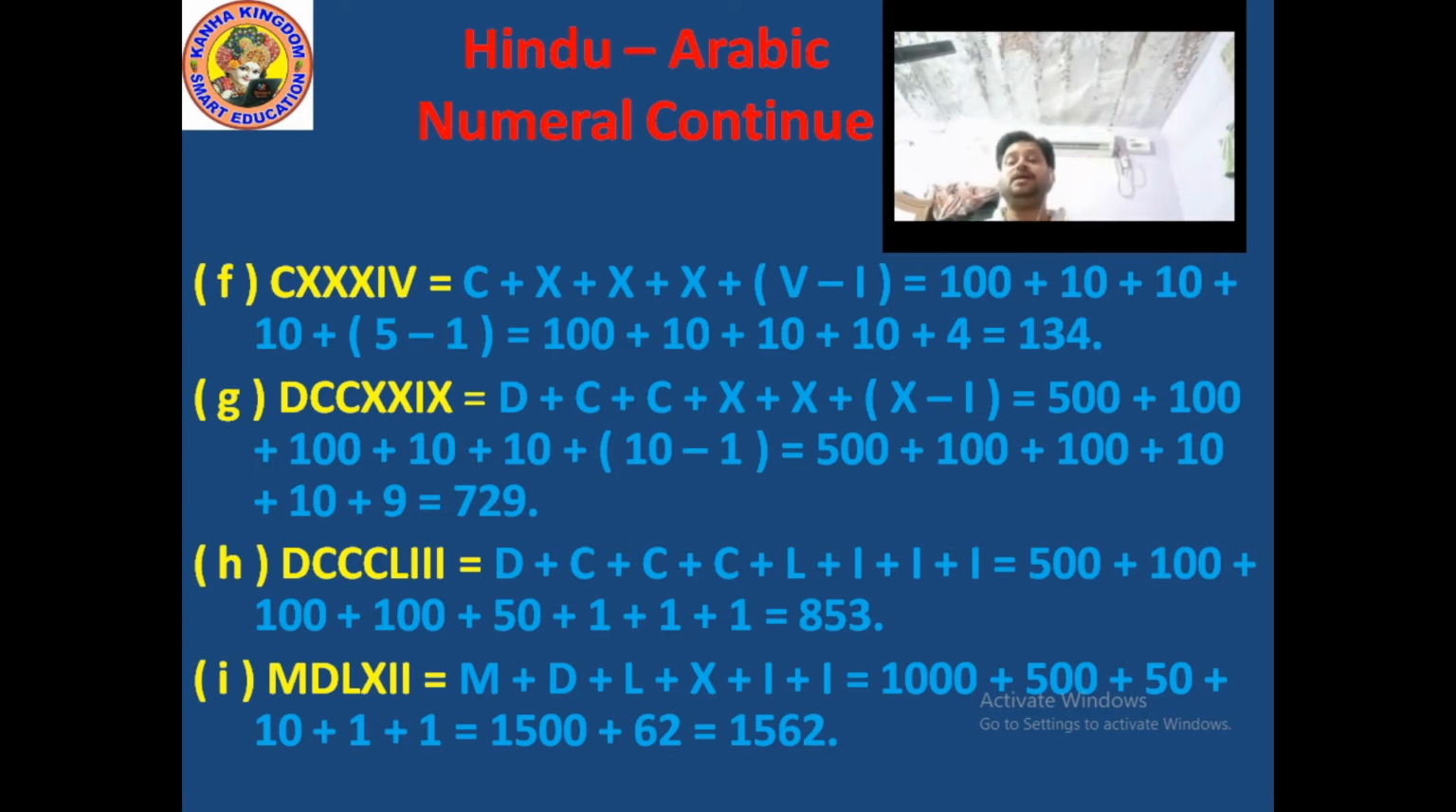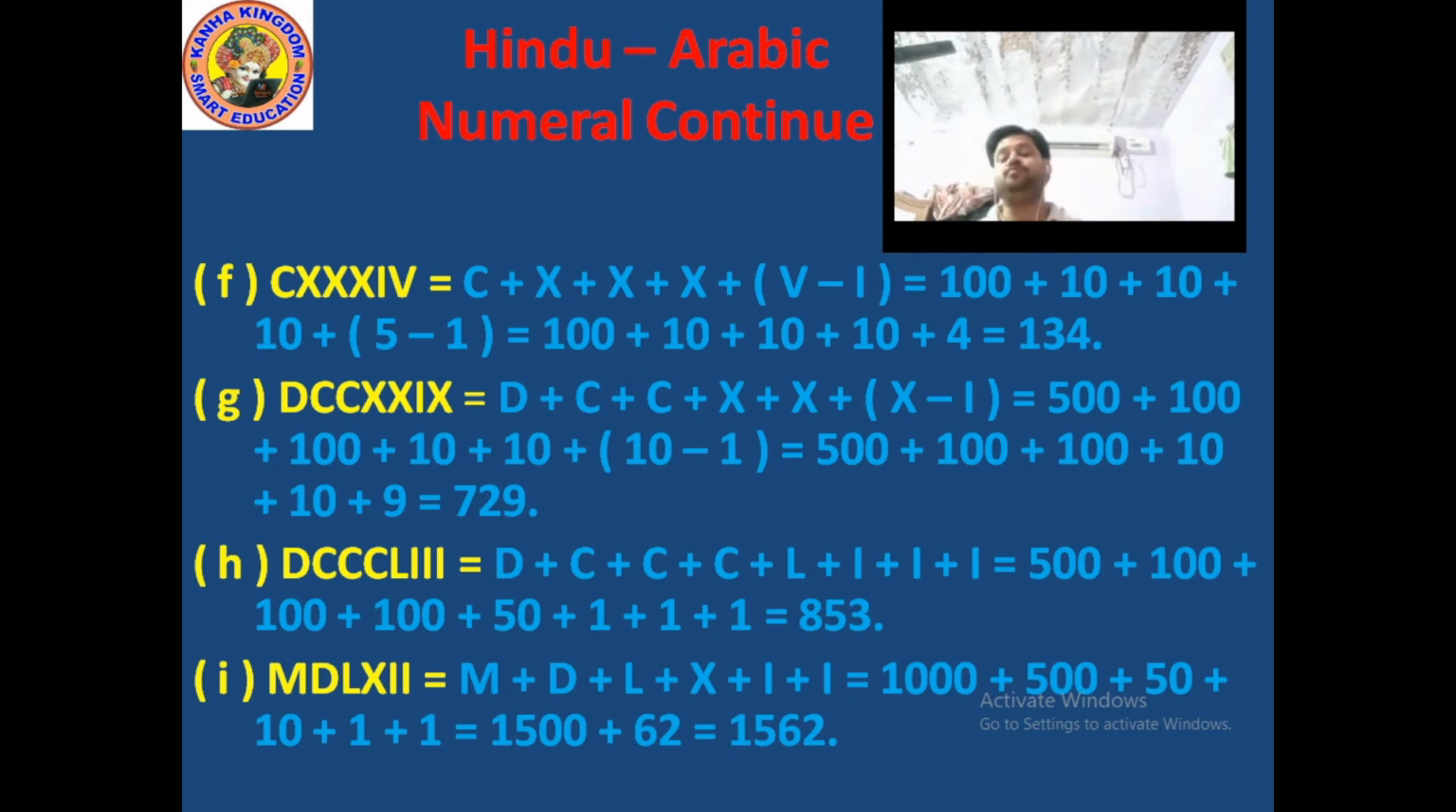Okay, now the last part of this question. MDLXII. Once again I repeat, MDLXII. First again you check, are these numbers in the descending order? Let's see. M is greater than D? Yes, very good. D is greater than L? Yes, again very good. L is greater than X? Yes, very good. And X is greater than I? Yes. And I equals I? Yes.